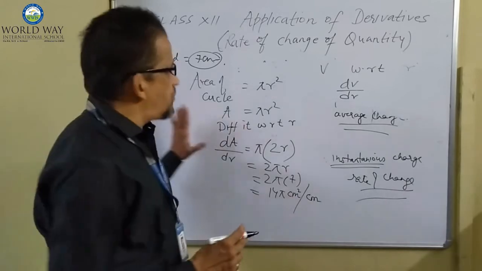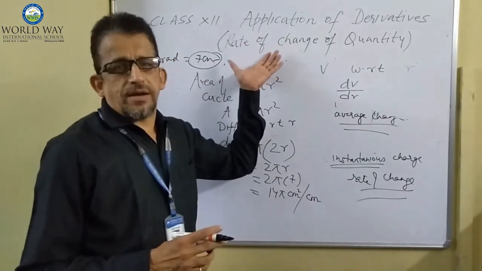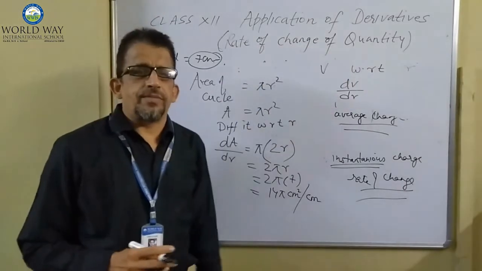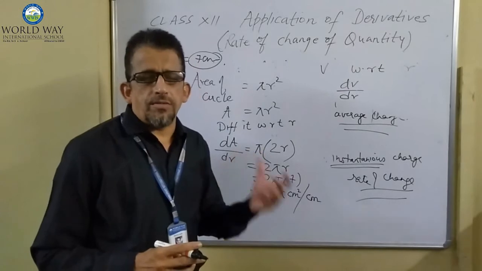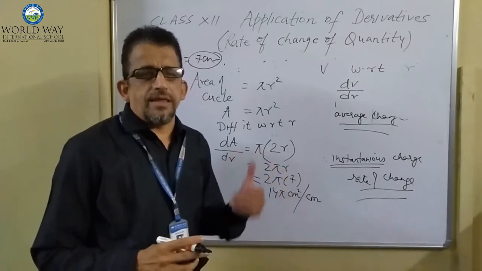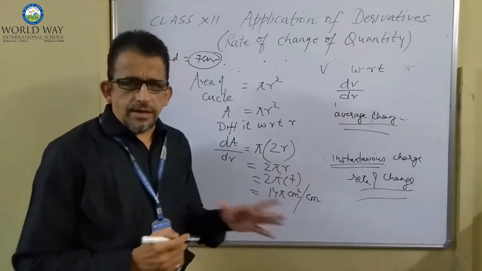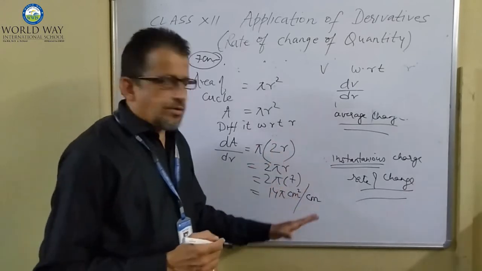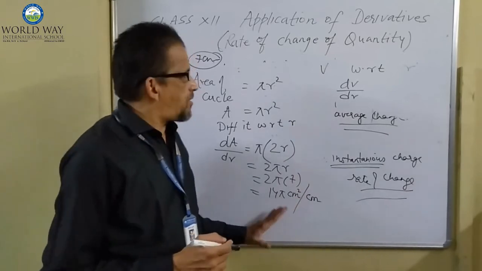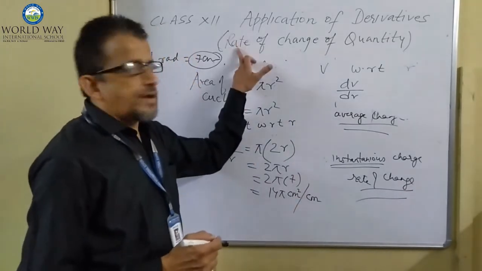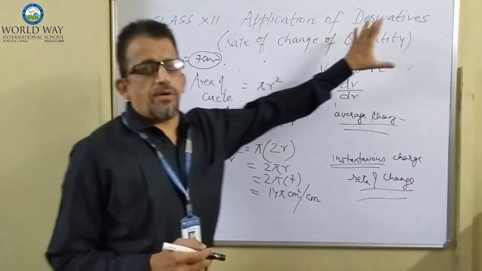This is the way to solve questions based on this topic, that is rate of change of quantity. In the next topic we will study normal and tangents, and then next we will study maxima and minima. Till then, up to this video, I hope it's clear to all of you. It's one of the topics, rate of change of quantity, in the chapter application of derivatives.